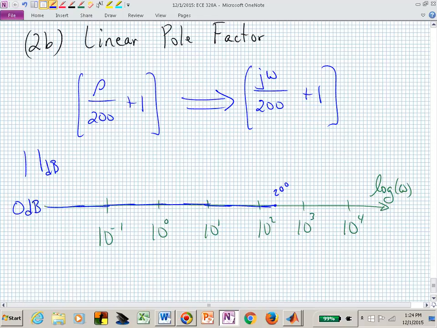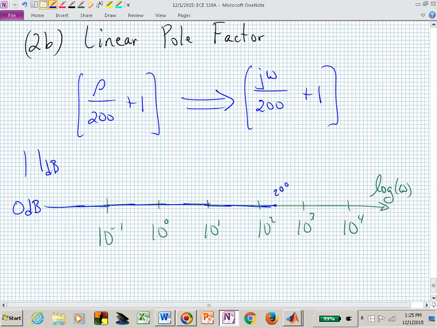So this is log of omega. Now if you take the log of 200, what's it going to be? It's going to be 2.3. The 2 is giving you this 2, and now you go 30% of the distance between 100 and 1,000. So that's why it's nice to know the log of some of these integers.